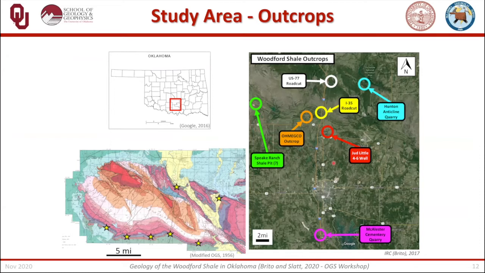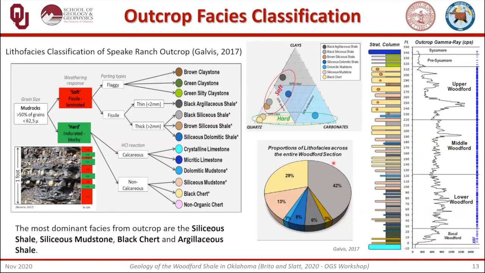So now jumping into the rock data, we have different classifications of the Woodford facies. As you see here, Galvis 2017 was one of the greatest works in terms of breaking down many facies that look different in outcrops. You can group them depending on whether they're more fissile, flaggy, or calcareous. Most of them are just mudrock types.